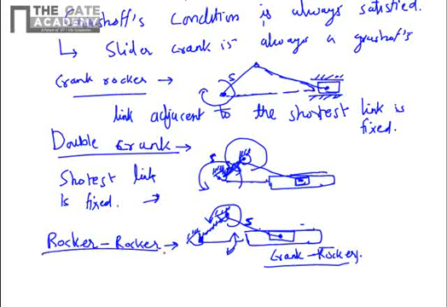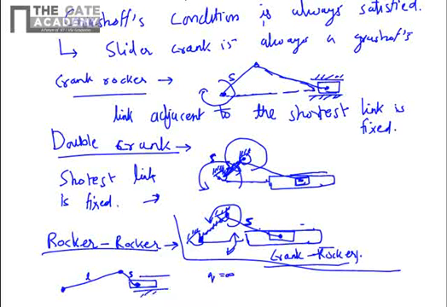If you recall the Grashoff's condition, the rocker will come when the link opposite to the shortest link is fixed. So I will illustrate one example here. In this case, we have made the connecting rod the shortest link, and we have made the crank long, maybe P or L. Q is anyway infinity, so Q is the sliding pair.